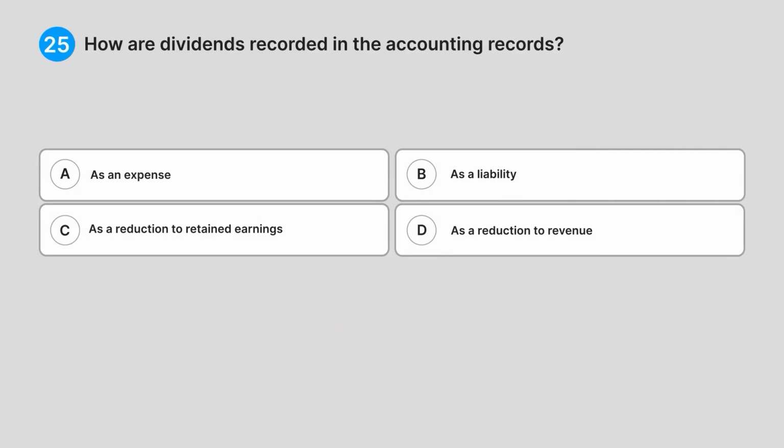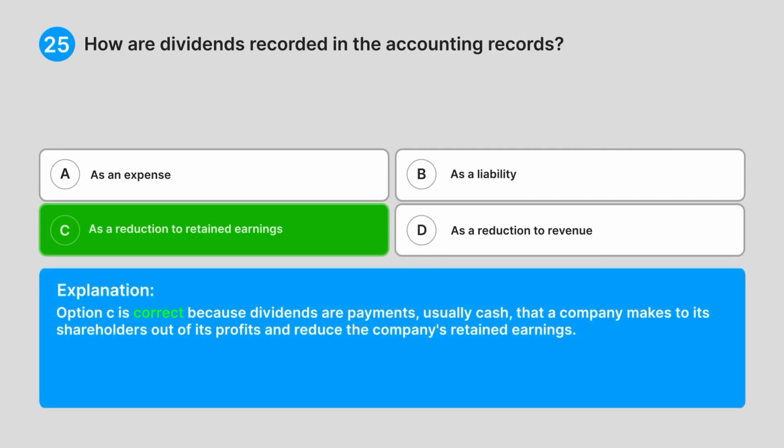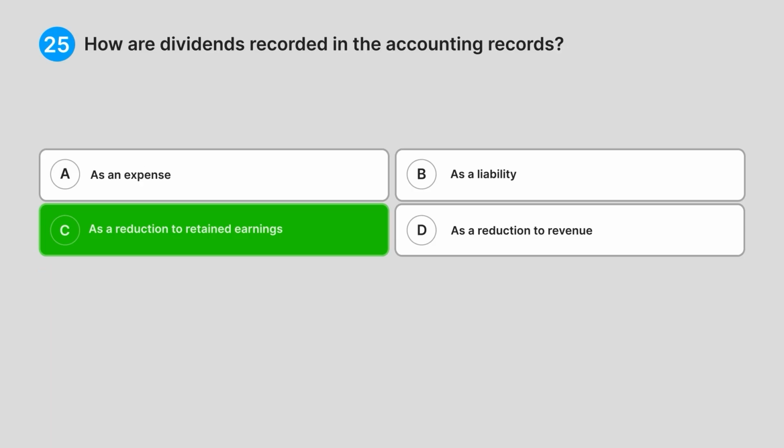Correct answer, C. As a reduction to retained earnings. Explanation. Option C is correct because dividends are payments, usually cash, that a company makes to its shareholders out of its profits and reduce the company's retained earnings.